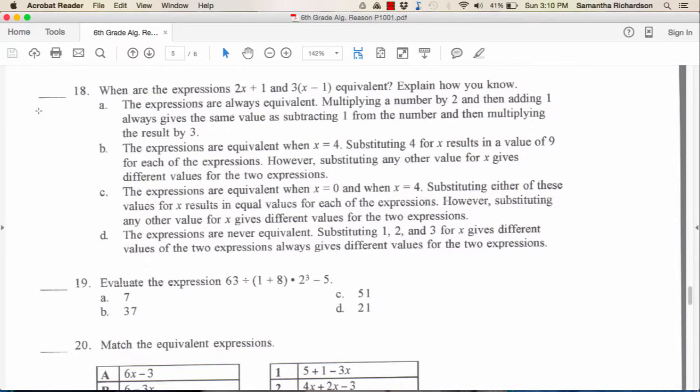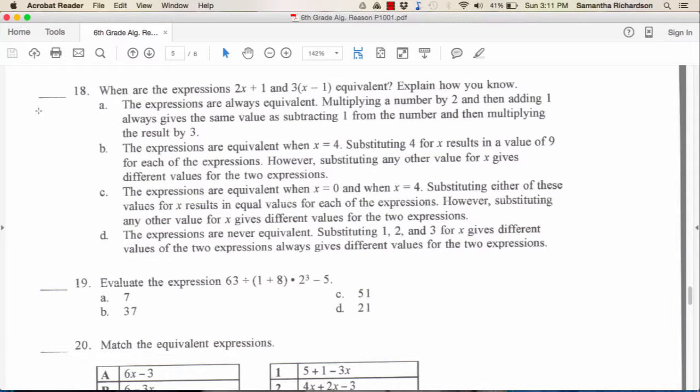Question 18. When are the expressions 2x plus 1 and 3 parentheses x minus 1 close parentheses equivalent? Explain how you know. A. The expressions are always equivalent. Multiplying a number by 2 and then adding 1 always gives the same value as subtracting 1 from the number and then multiplying the result by 3.